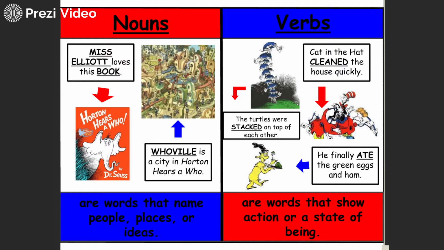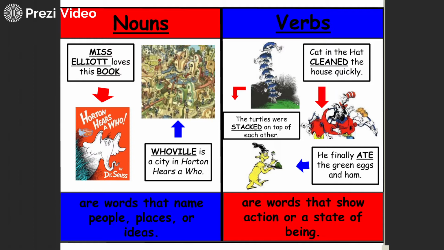Verbs are the actions. They are the actions that the nouns in the sentence are taking. So the objects are the subjects. What are they doing in the sentence? For instance, the cat in the hat cleaned the house quickly. He cleaned. So that's the action. That's the verb. The turtles were stacked on top of each other. Stacked is the action, so it's the verb.